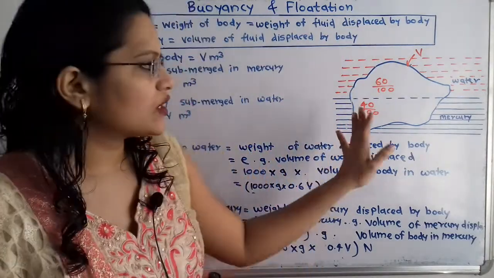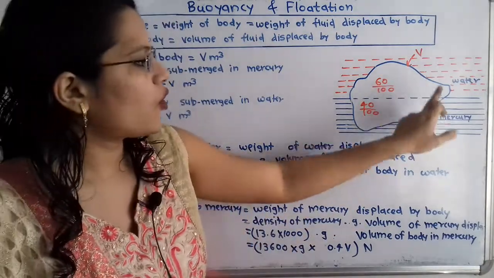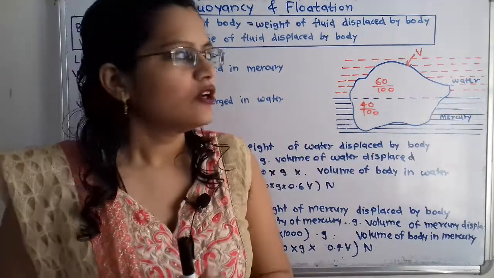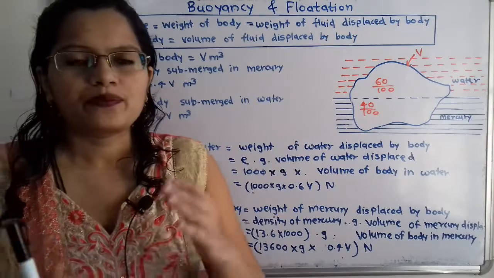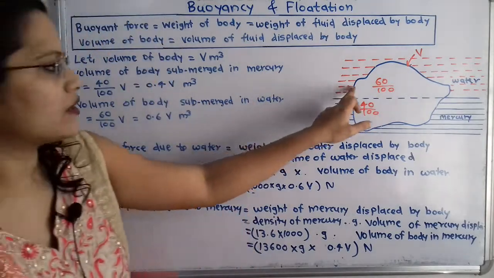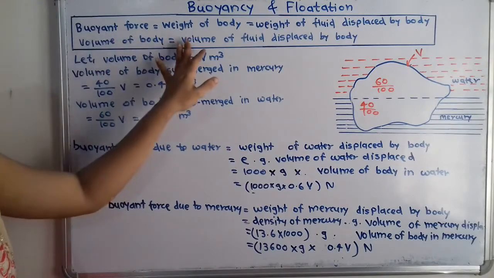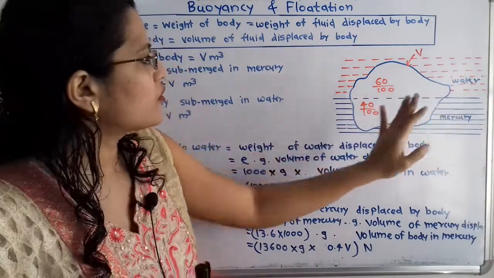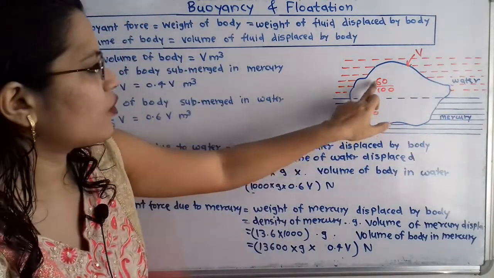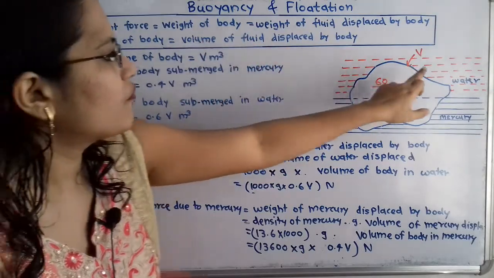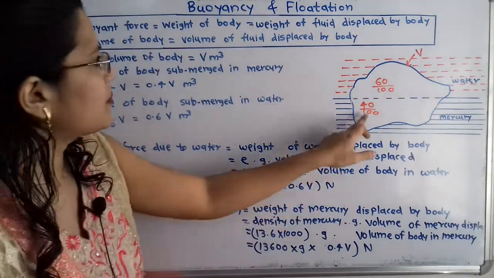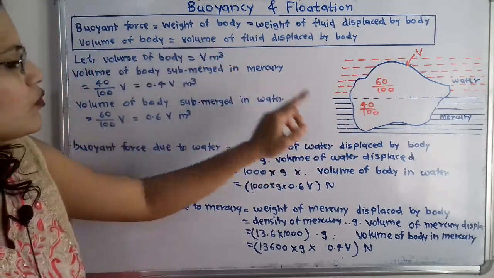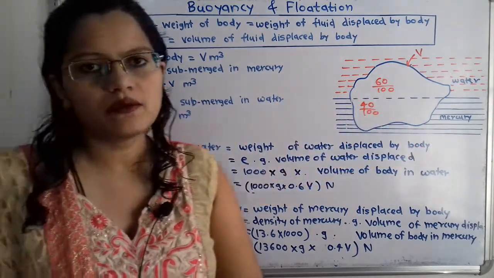So what is the fluid? In this question the body is immersed in water as well as mercury. So here there are two fluids, that is water and mercury. So we can use this formula. Then the next formula is volume of body equal to volume of fluid displaced by the body. Here also there are two fluids. So 60% of volume is equal to volume of water displaced by the body, and 40% of this total volume is equal to volume of mercury displaced by the body.